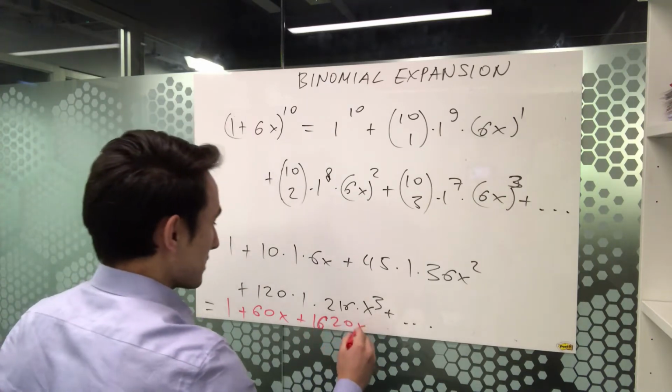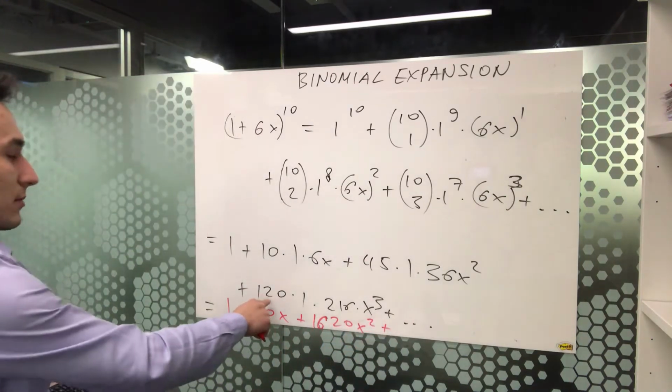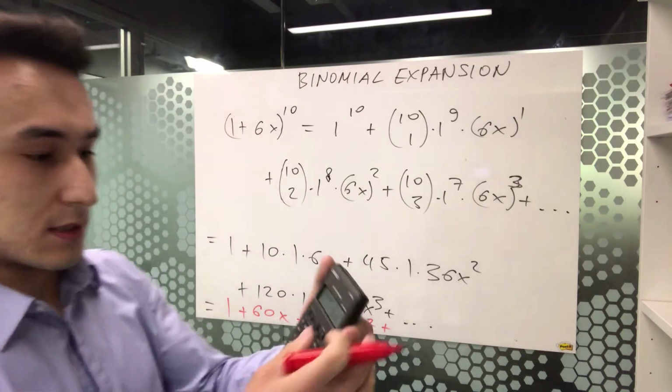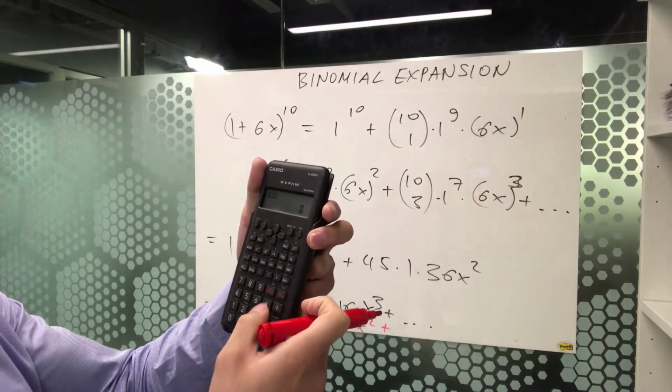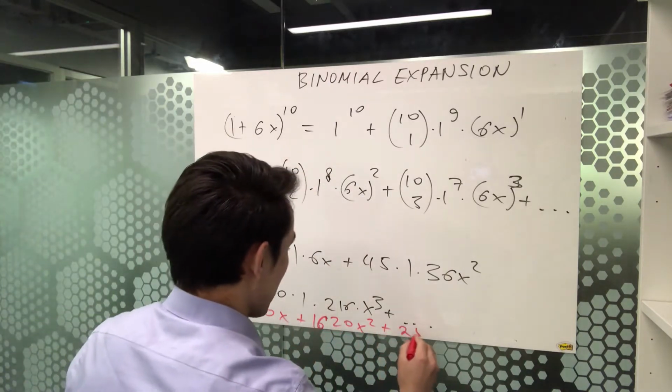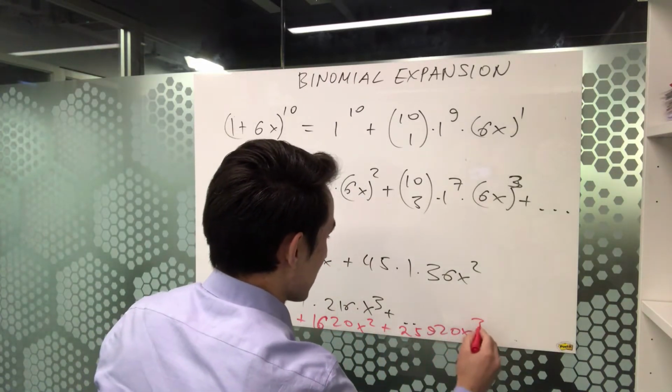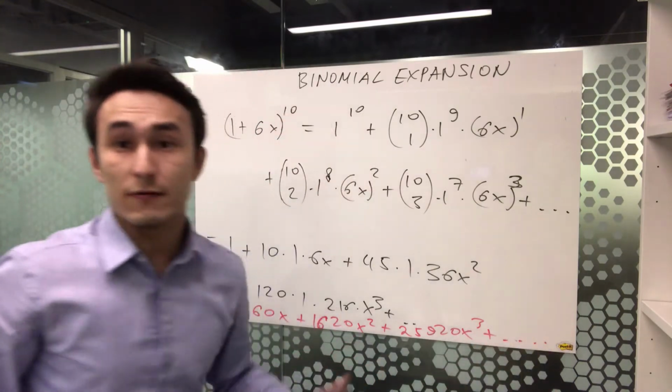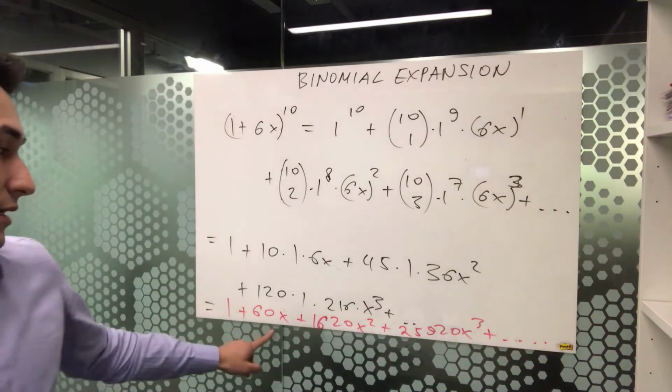1620x squared, and then finally the last term, 120 times 1 times 216. 120 times 216 is equal to 25,920x cubed, and so on. These are the first 4 terms: first term, second, third, fourth.